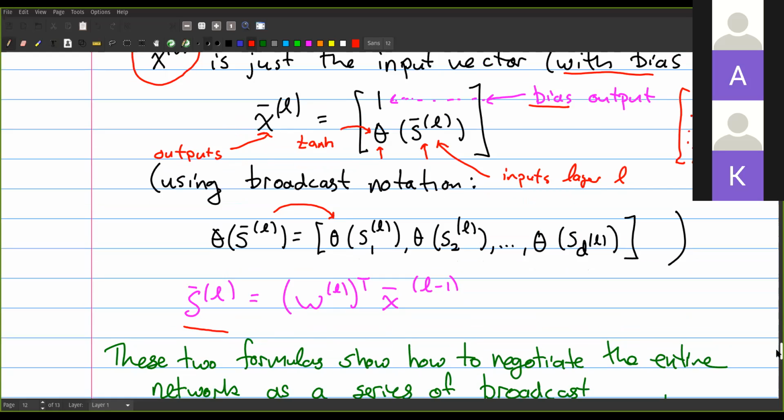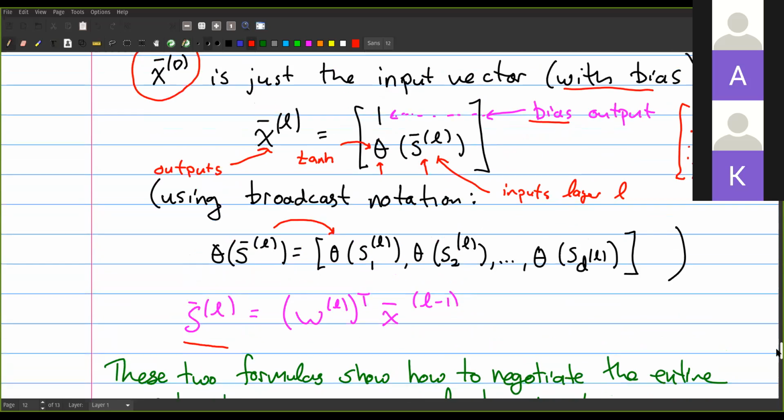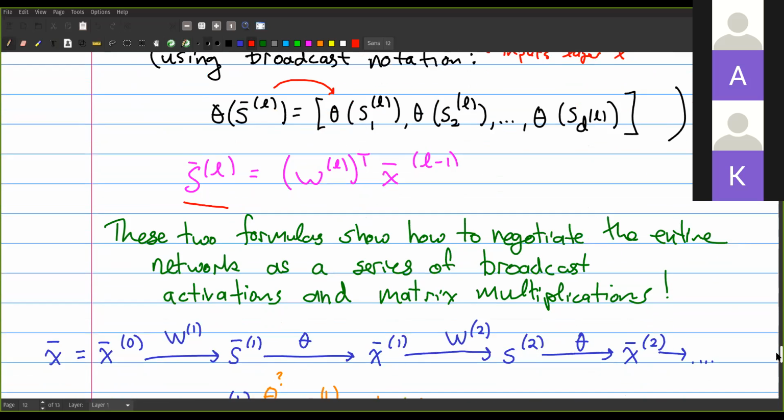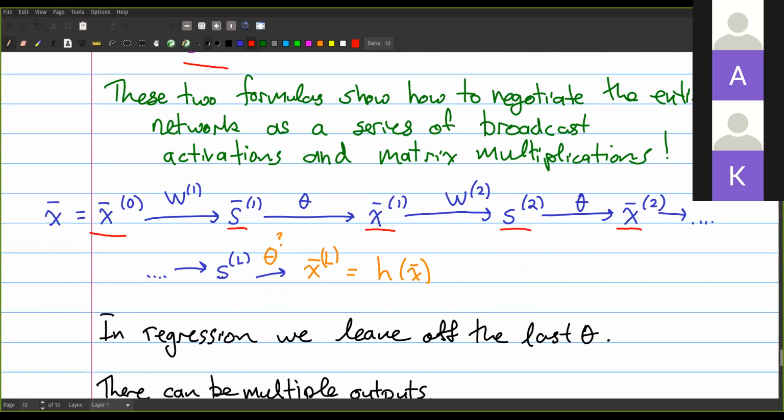So now we can do everything. We can push information all the way through the network just by using X_L and S_L. So here's the input to the network, and then you multiply by W1 transpose to get S1, and then you apply theta and add a bias, and that gives you the output of the first layer. And then you apply W2 transpose, and that gives you the input to the second layer. And then you apply the activation function, and that gives you the output of the second layer. And this keeps going all the way until this is the input to the last layer.